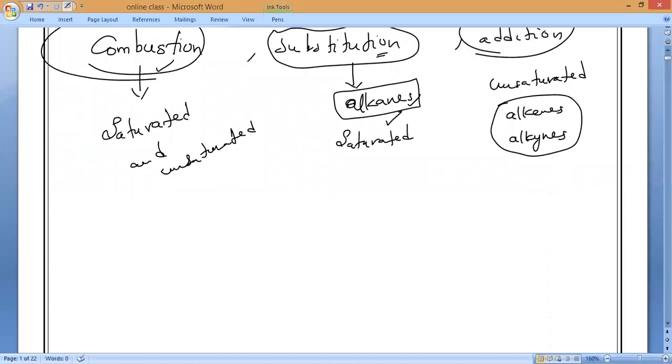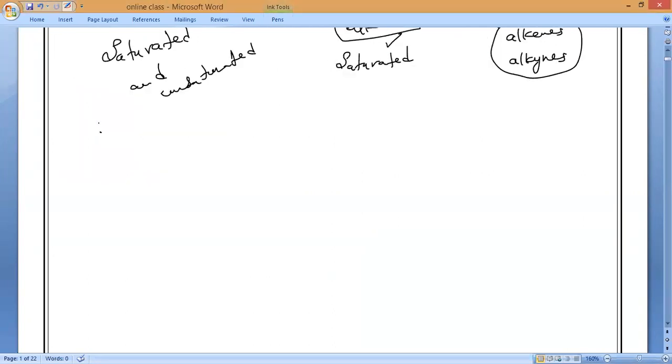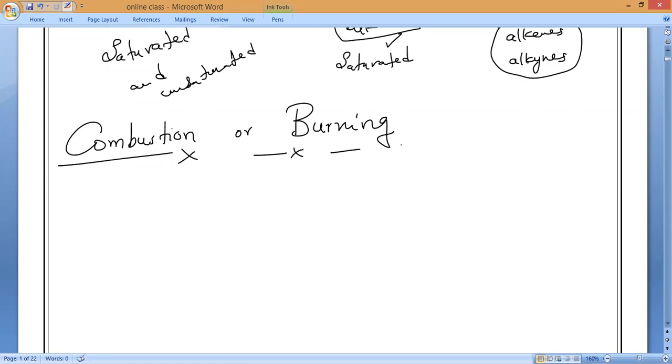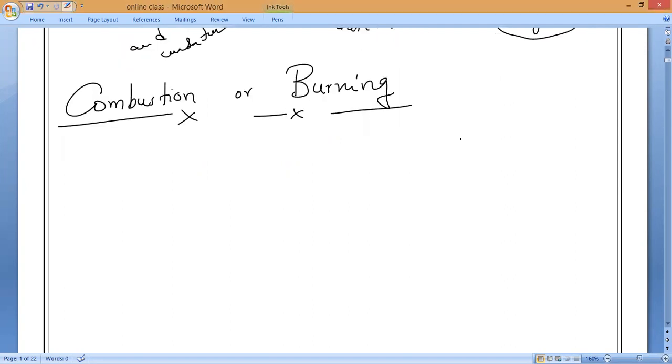What is the first type of reaction, everybody? Combustion. What is another name for combustion? Burning. So combustion or burning, whatever we do in our daily life. The first reaction which we did in chapter 1 is the combustion reaction only.